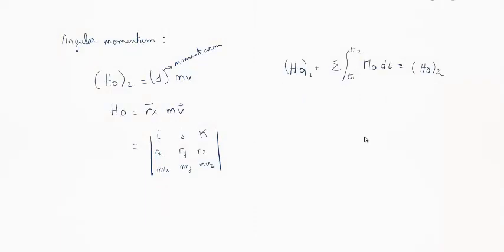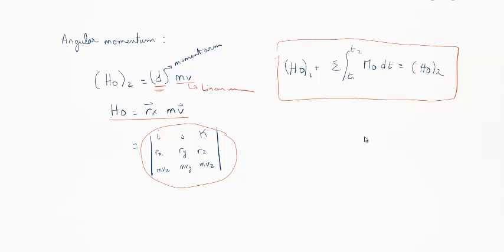Now moving on, we also have angular momentum, which is mv, the linear momentum, times the moment arm r, the perpendicular distance, which is also r cross mv, and we can do that from the cross product. And we have the same equation as the conservation of linear momentum. We have conservation of angular momentum with this equation over here, HO1 plus the integral from 1 to 2 of M_O dt equals HO2.